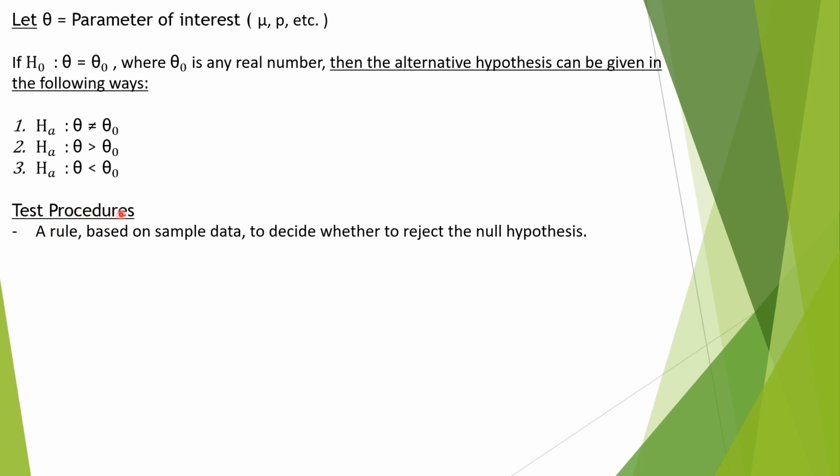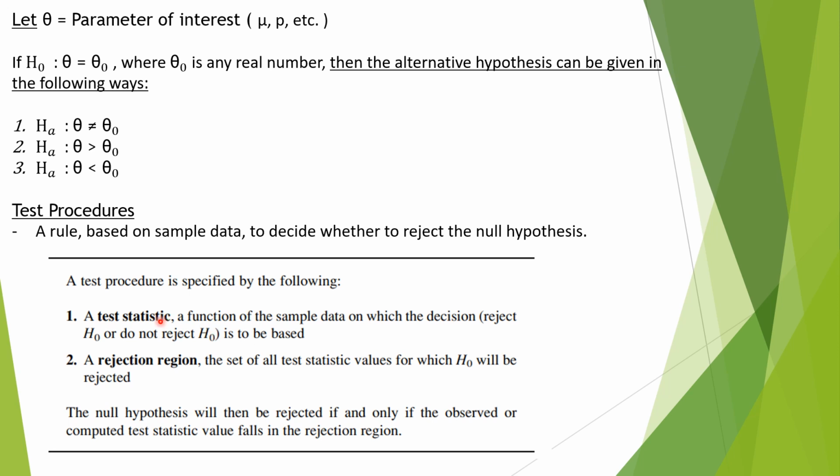Now, what are test procedures? Test procedures are basically rules that help us decide whether we should accept our null hypothesis or reject it. It is specified by the following 2 points. We have a test statistic. This is a function of our sample data on which we make the decision. And then we have a rejection region, which is the set of all the test statistic values for which we will reject H0. So say for instance, my rejection region is X is greater than 6, and the test statistic that I got was 10. Because 10 is greater than 6, I will have to reject my null hypothesis.